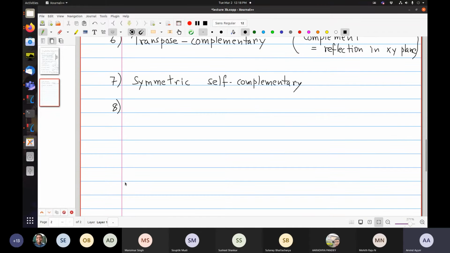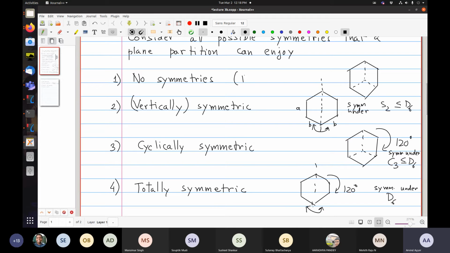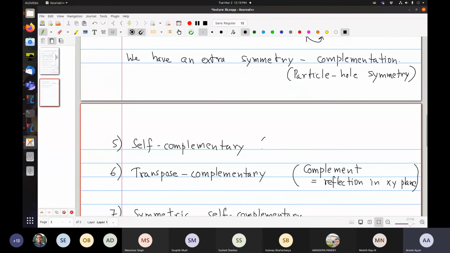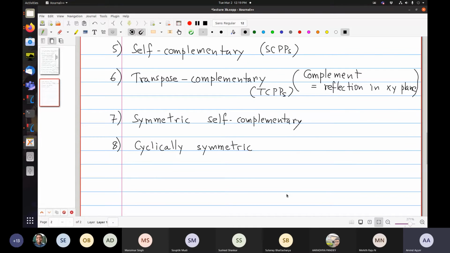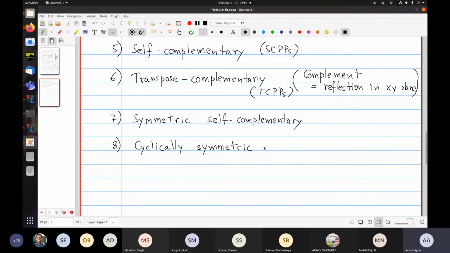And then we have cyclically symmetric transpose complementary. I should have said all of these have names. So no symmetries is just all plane partitions. This is SPPs, symmetric plane partitions. This is CSPPs, and this is TSPPs. This is SCPPs, TCPPs. I think we'll see them soon. Okay, so let me finish this. Cyclically symmetric transpose complementary.